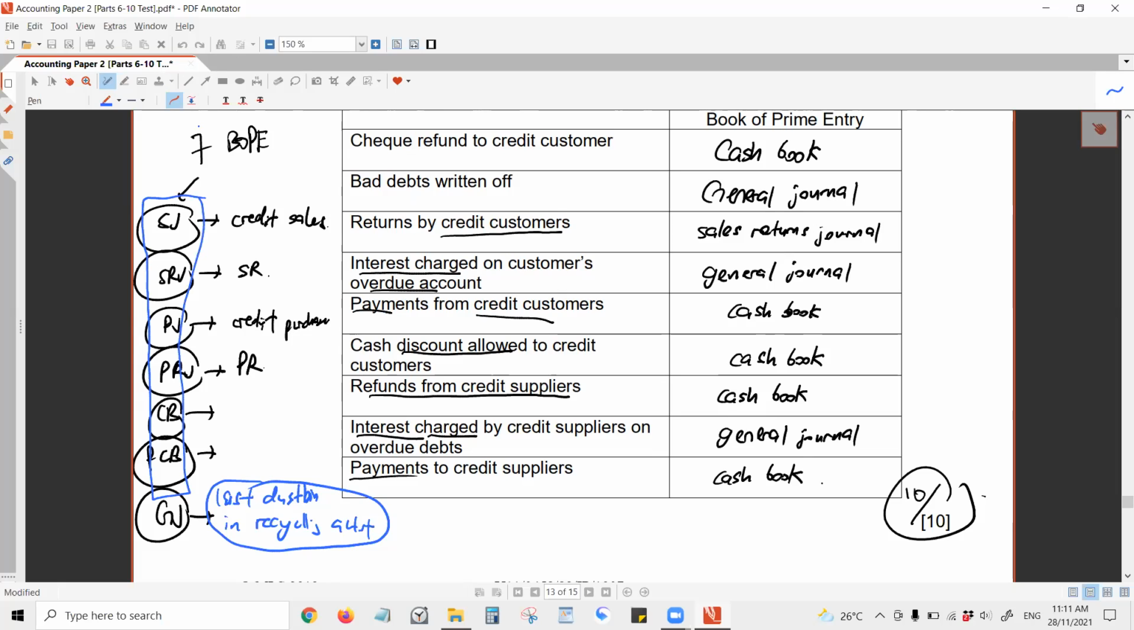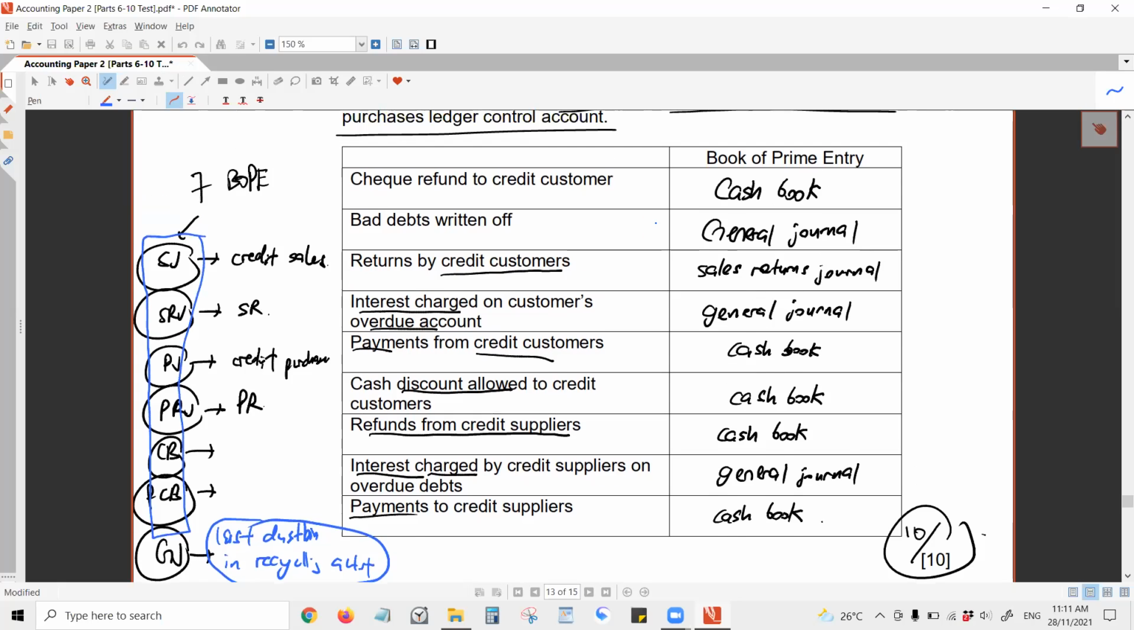That's why for certain things here, the answer is general journal. Like bad debts, you cannot get this figure from any of the other books of prime entry here, therefore general journal. And interest charge, you also cannot get this figure from any other books of prime entry, therefore it's from the general journal. That's the function of general journal: record transactions that cannot be recorded in other books of prime entry. Same goes to this one. Therefore, these are the answers.